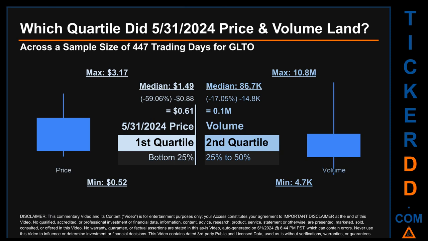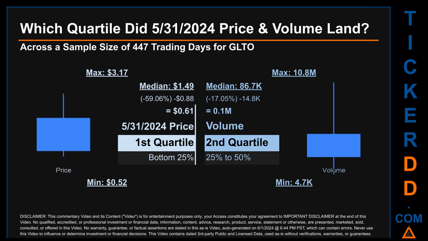The day's volume landed within the second quartile, that is within the 25% to 50% range of all sampled daily volume, which saw a max daily volume of 10.8 million and a minimum of 4.7 thousand. Quartiles tell us about the spread of a data set by breaking that data set into quarters, just like how the median breaks the set into half.